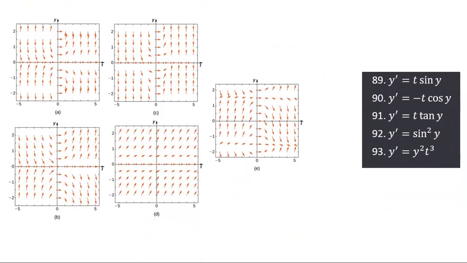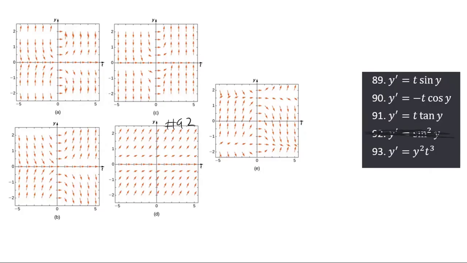I'm already eyeballing number 92 because y prime is sine squared y. There's no dependency on t like before. So as we move in the t direction, the slope should not be changing. Do we see one that has that property? Choice D, number 92. So we got rid of 92 right there.